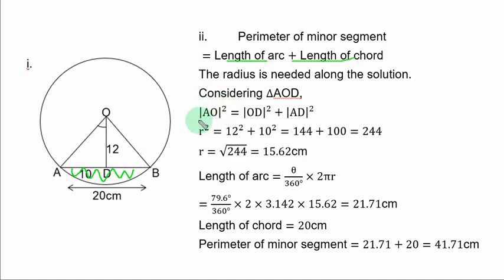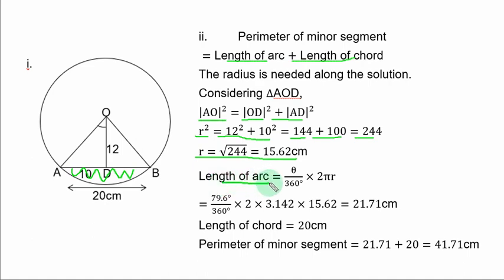So you have AO squared, that is hypotenuse, the radius, equal to OD squared plus AD squared. So the radius r squared is equal to 12 squared plus 10 squared. You have 144 plus 100, that is 244. r is equal to the square root of 244, and that is 15.62 centimeters.